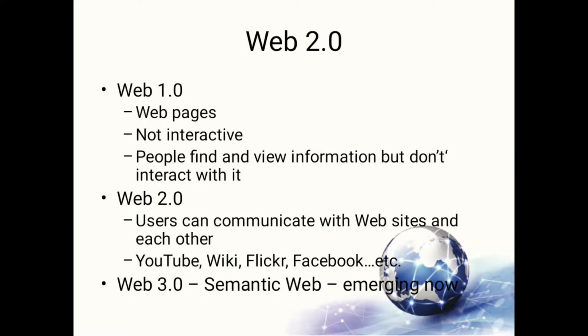Web 2.0. Web 1.0 web pages were not interactive. People find and view information but don't interact with it. In Web 2.0, users can communicate with websites and each other: YouTube, Wiki, Flickr, Facebook, etc. Web 3.0, the semantic web, is emerging now.